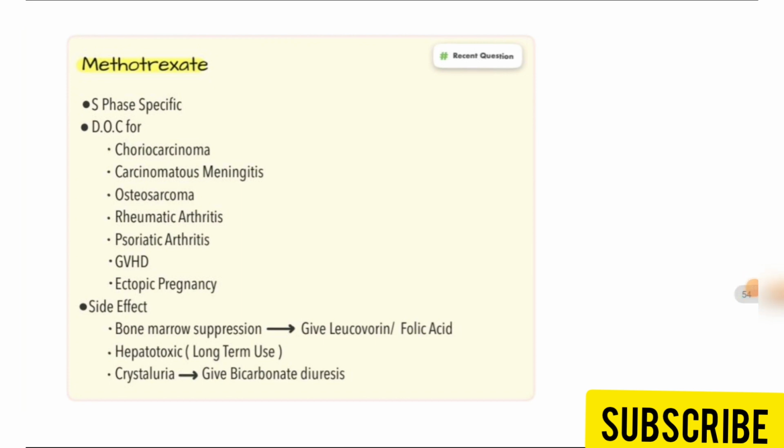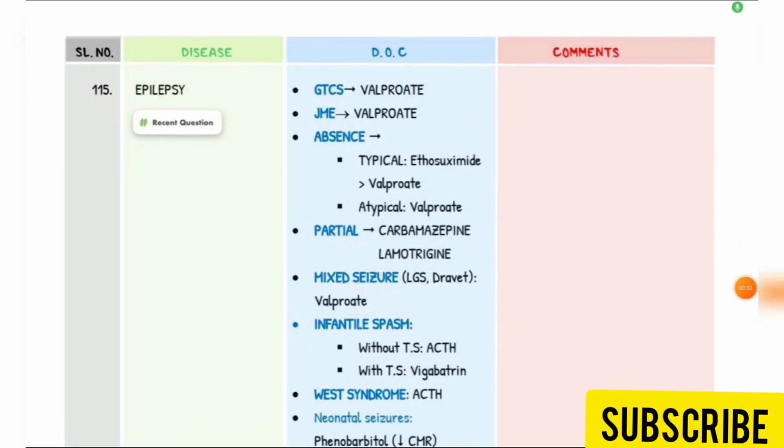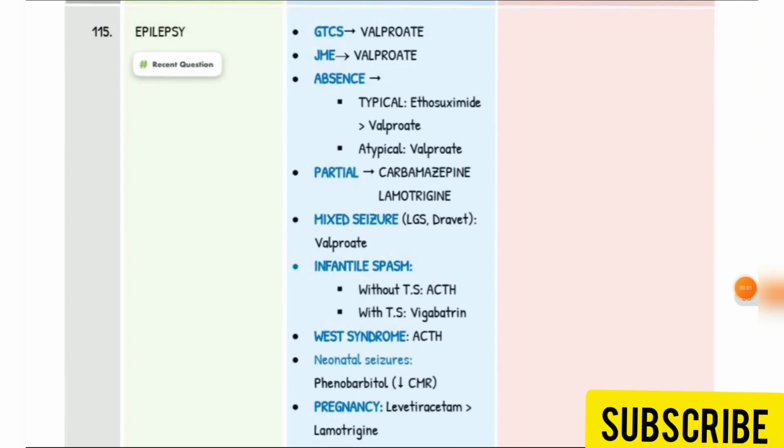Some points about methotrexate. It is S phase specific, drug of choice for choriocarcinoma, carcinomatous meningitis, osteosarcoma, rheumatoid arthritis, psoriatic arthritis, GVHD, ectopic pregnancy. Side effects: bone marrow suppression. If there is bone marrow suppression, then give leucovorin or folic acid. It is hepatotoxic if used long term. In cystinuria, give bicarbonate diuresis.